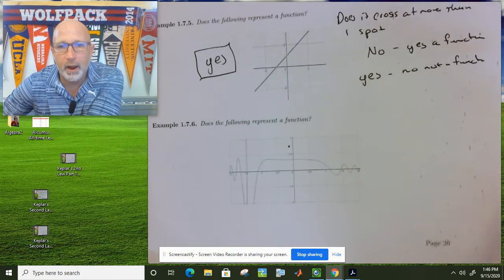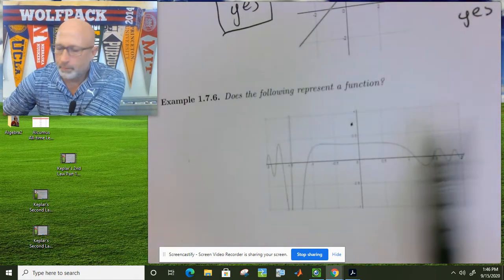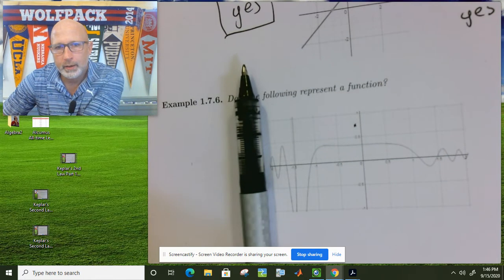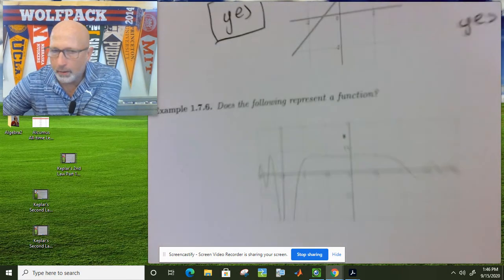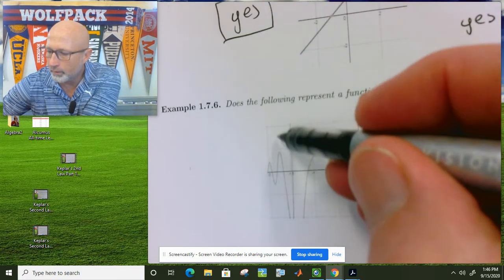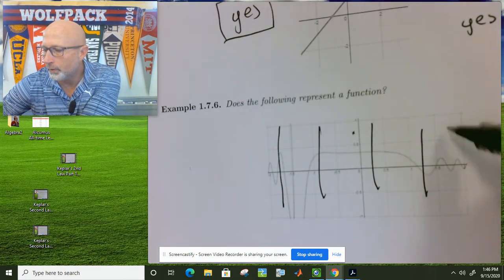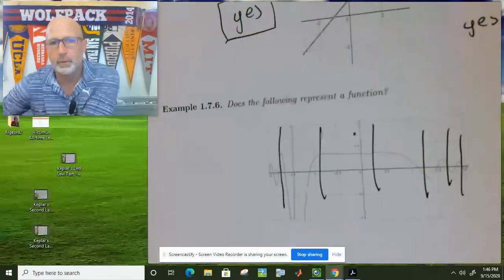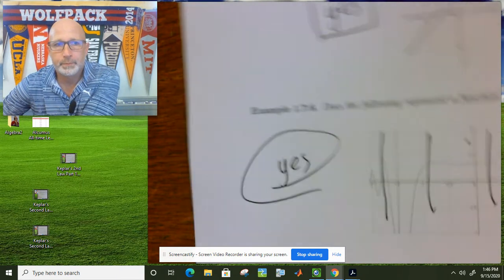Okay, now this one's a pretty crazy graph, but if you zoom in and take a look here, it doesn't matter where I place my pen, it's never going to cross in more than one spot. I could do it over here, and if I draw a vertical line there, it's only going to cross in one spot. One spot, one spot, one spot. Doesn't matter where I place it, it's only one spot. So yes, this is a function.